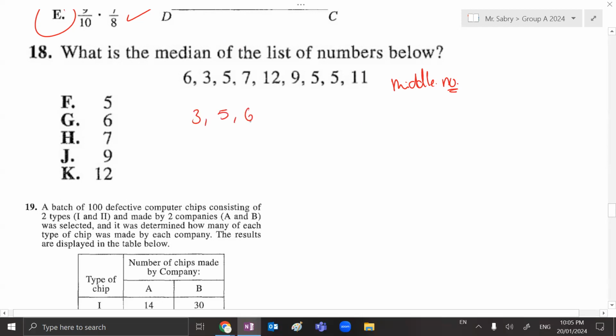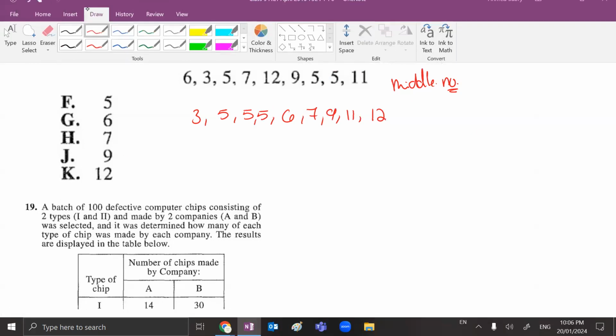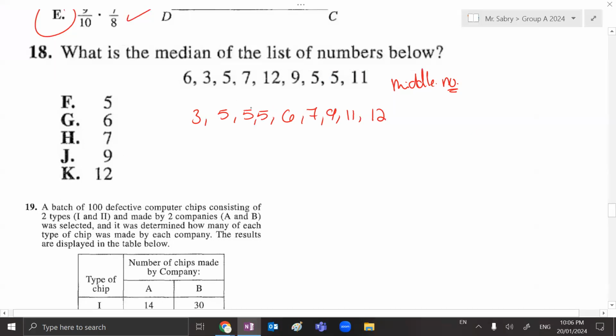So 3, 5, 6, 7. But the 5 apparently is repeated, so I'll go back and put the 5 three times, and then the 6, 7, 9, 11, and then 12. I've ordered them right away. Because there are very few numbers, I can do the shortest way of getting the median, which is crossing one from here, one from there, one from here, one from there, and so on, until you get to the middle number, which is clearly 6. That's the median. Is there another way to calculate the median?